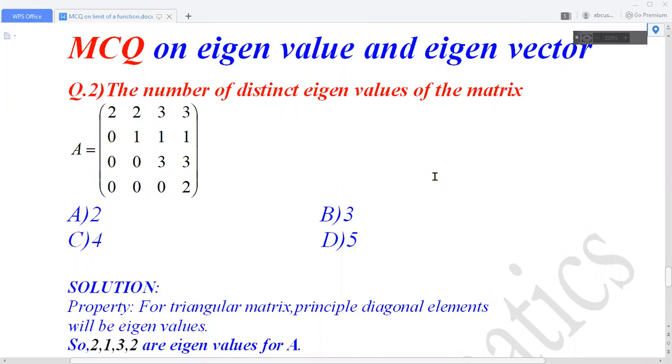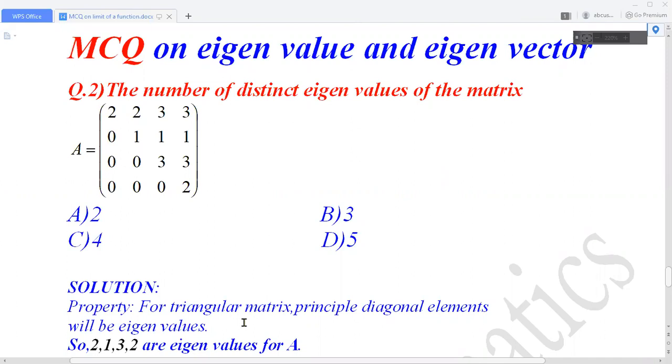Today in this video I am going to solve some multiple choice questions related with eigenvalue and eigenvector. Please watch this video till the end so that you will be very clear about how to solve multiple choice questions on eigenvalue and eigenvector very quickly. Okay, first of all let me read the first question.